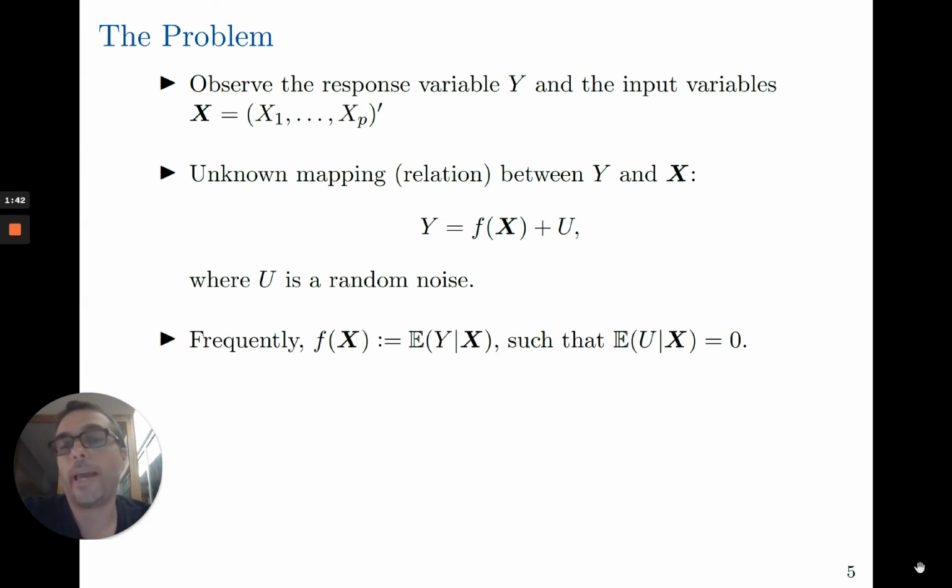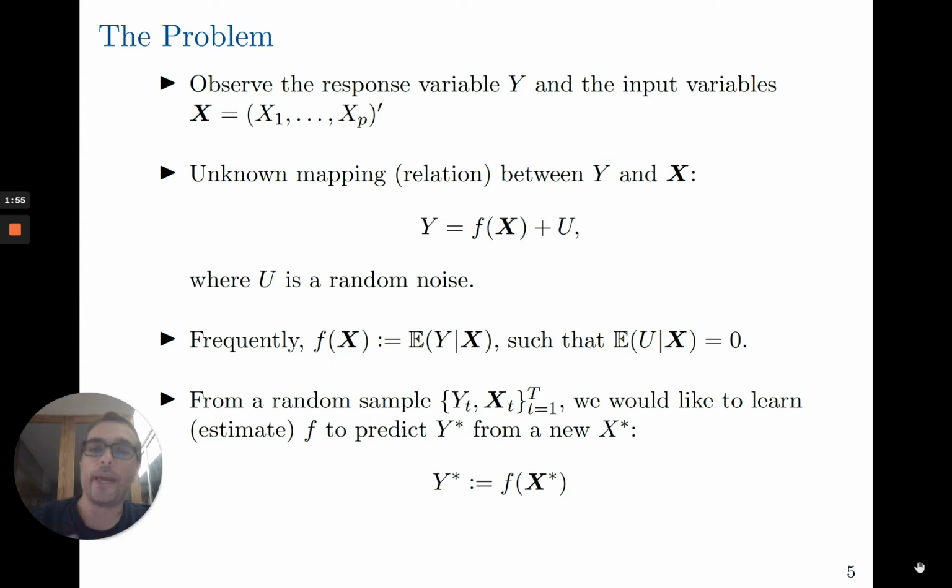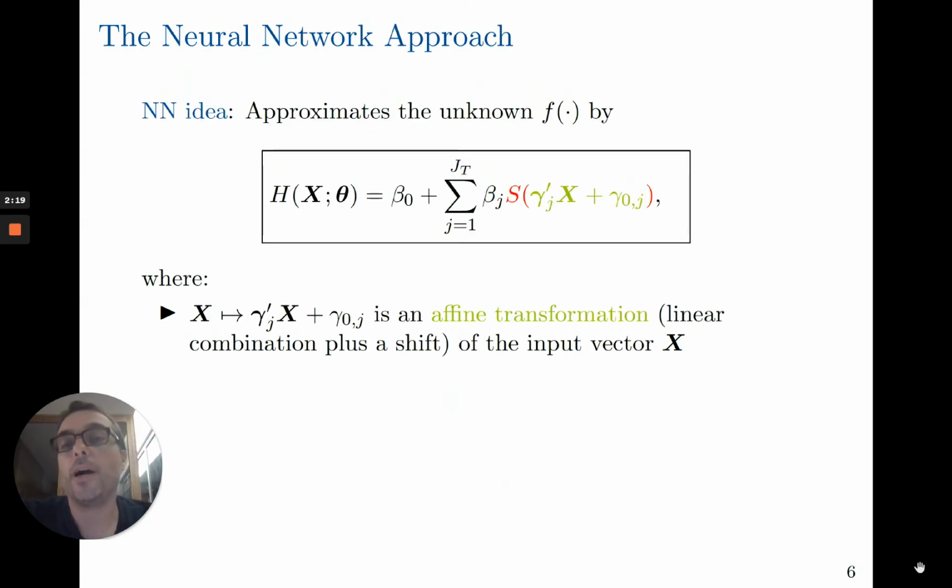Okay? So frequently f is the expectation of y conditional on x, such that this implies that the expectation of u given x is 0. Okay? And we have a random sample of y and x's, and we would like to estimate f to predict y star, a new point, from a new x star. Okay, so basically y star will be f of x star, assuming that we are not able to predict the random component, the u term. Okay. So how are we going to do that?